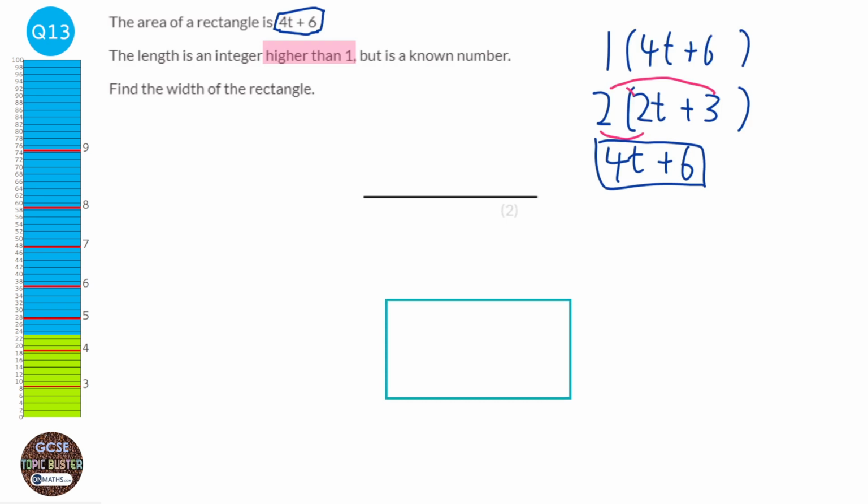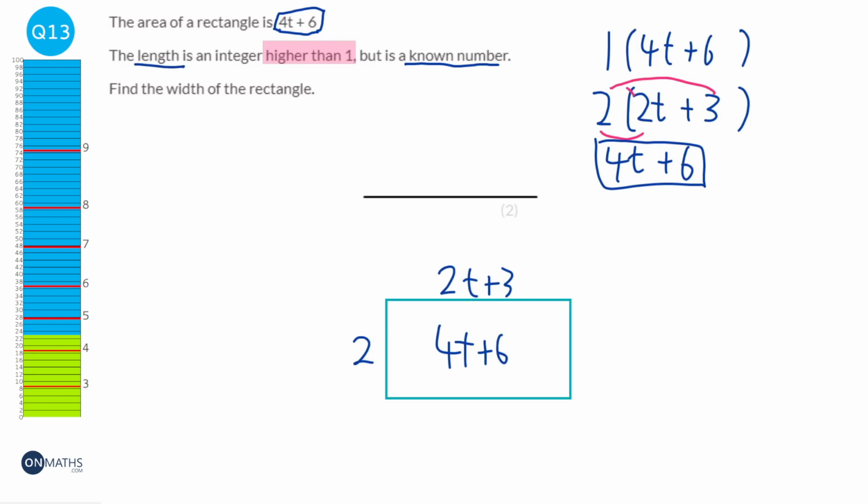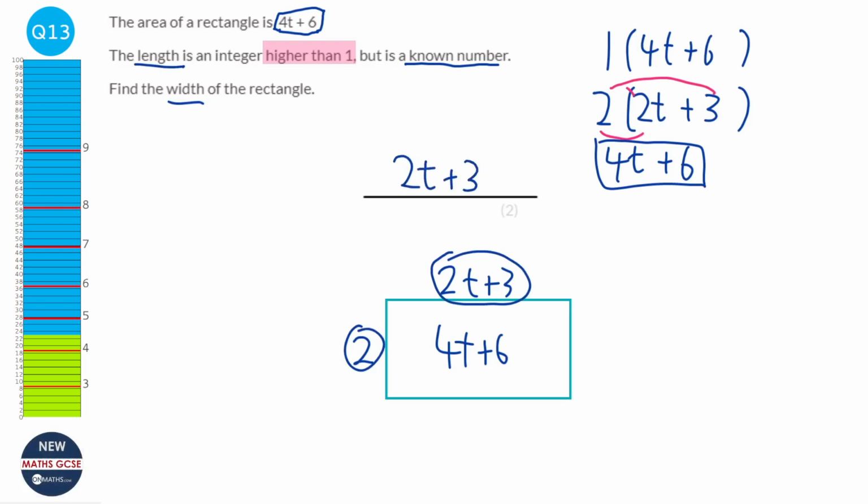So we therefore know that the known side, because it says it's a known number, is 2, and the other side will be 2t plus 3. And then when you multiply them together, you get the area of 4t plus 6. So our answer, because it says the length is the known number, so that's the length, then we're finding the width, which is this one here. So it's 2t plus 3.